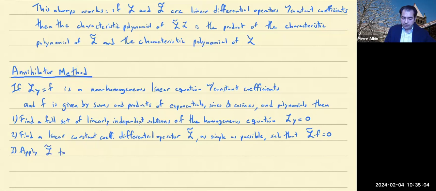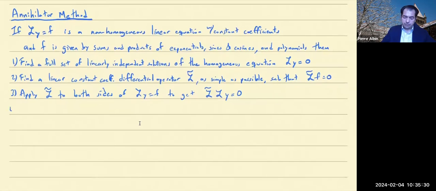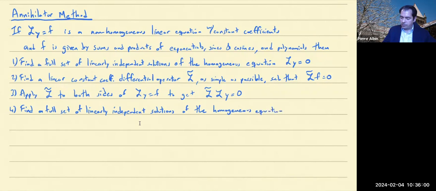Apply L tilde to both sides of Ly equals F. Get L tilde L of y equal to 0. So there we've replaced our non-homogeneous equation with a homogeneous equation. And find a full set of linearly independent solutions of the homogeneous equation L tilde L equal to 0.